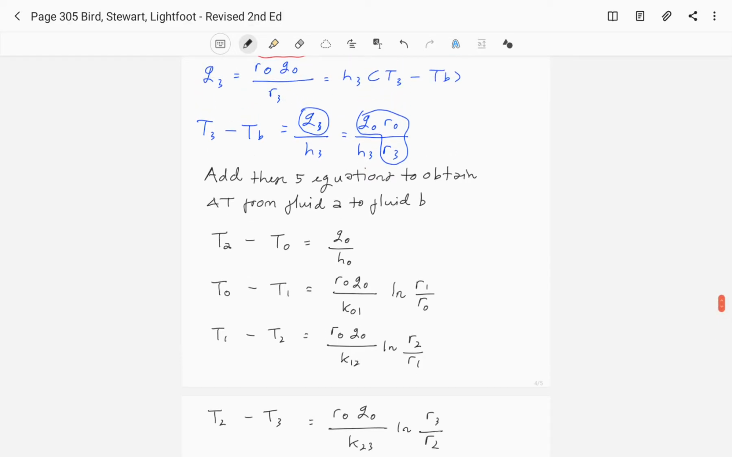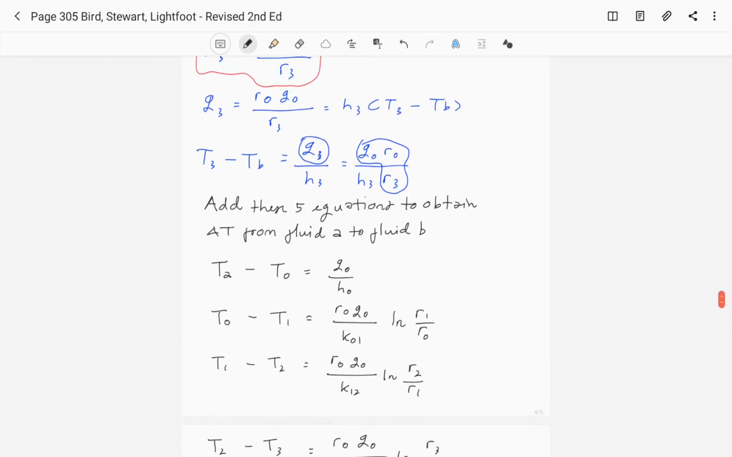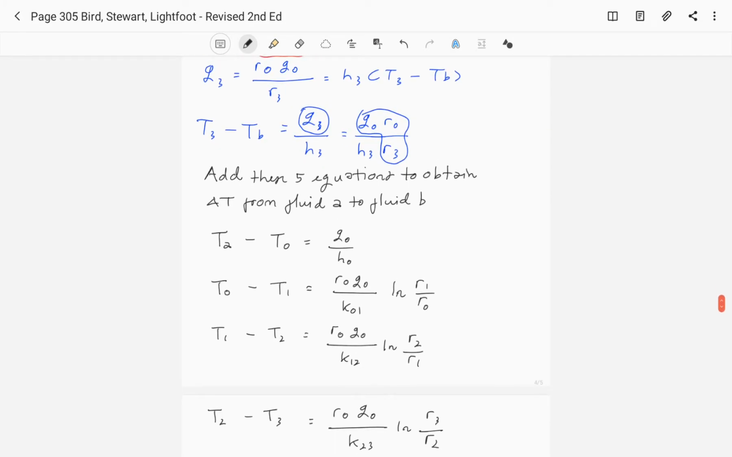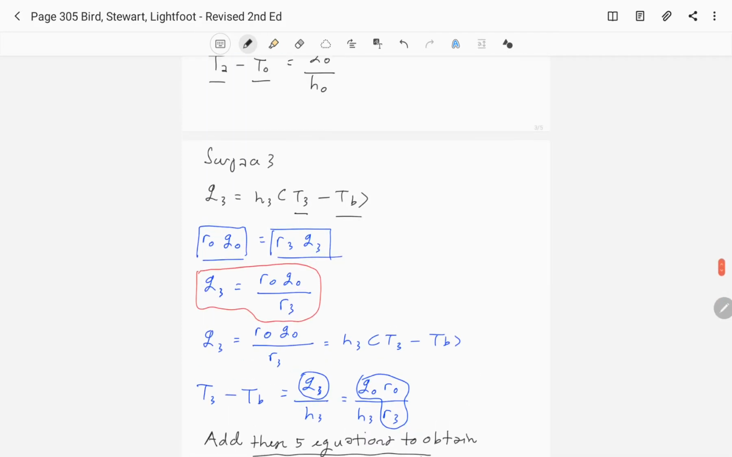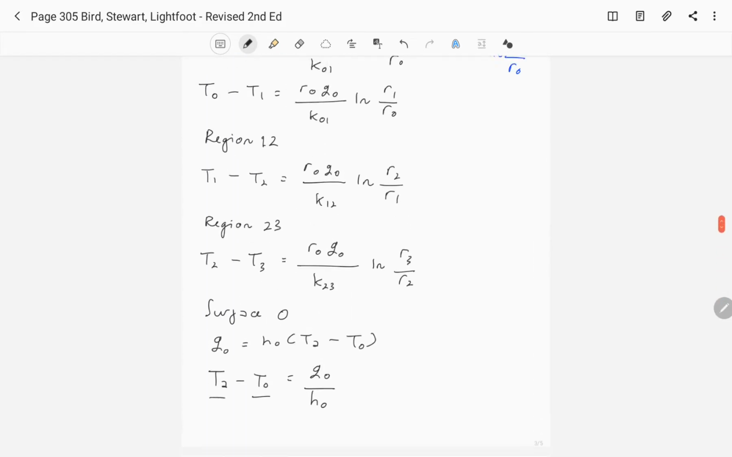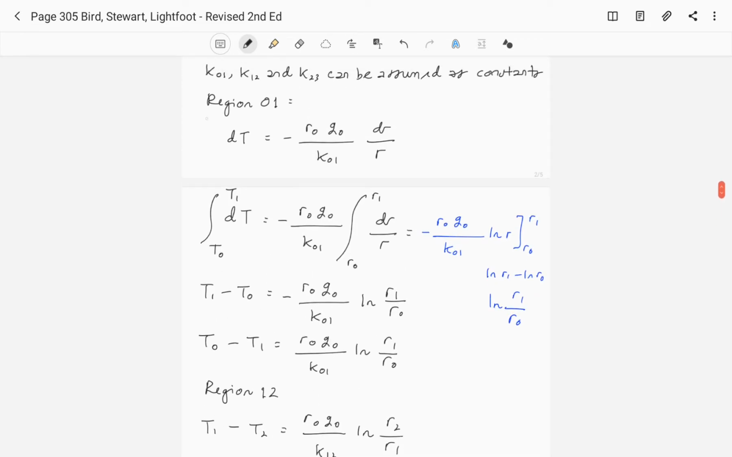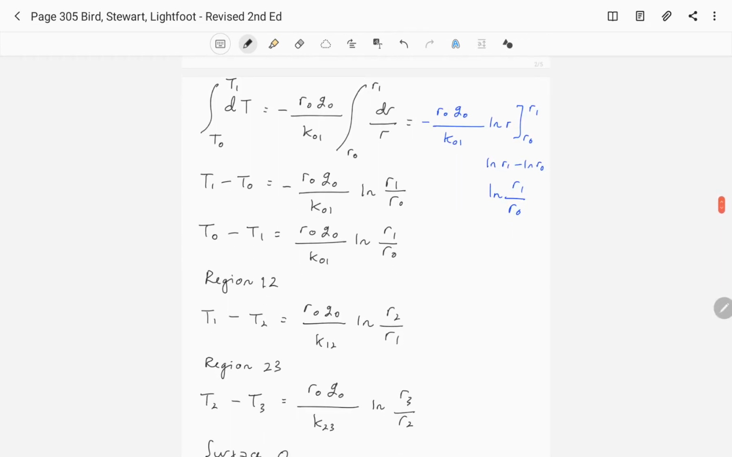Continuing from our derivations on the temperature difference for the 5 different sections, we can now add these 5 equations to obtain the temperature difference from fluid A to fluid B. So basically we are just adding the one on the region 01. In the region 01 we have these expressions in here.